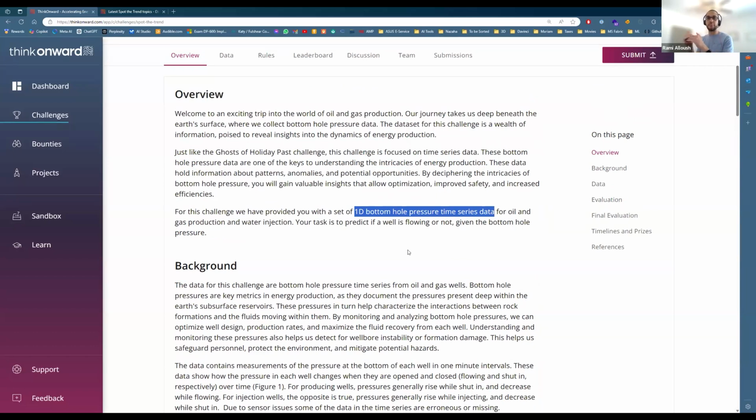We measure this pressure at this time. Time is a factor. That's the meaning of time series data. It means time is a factor.